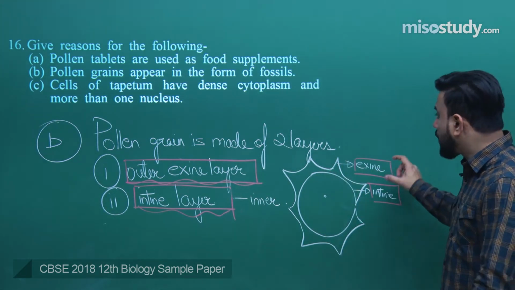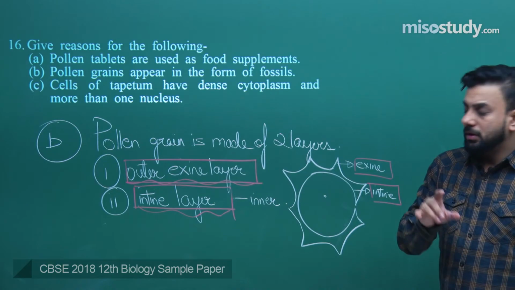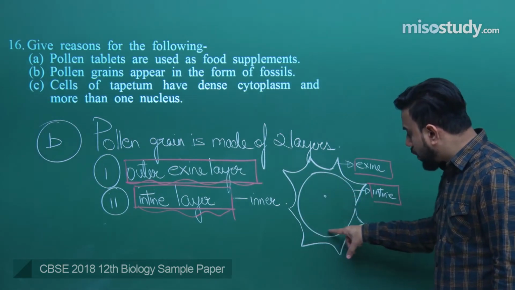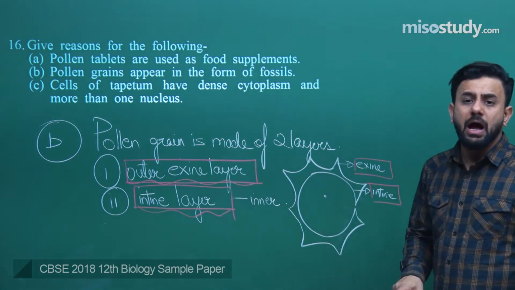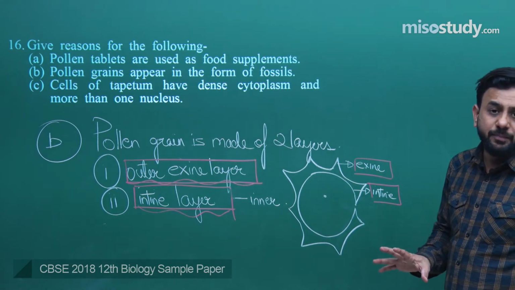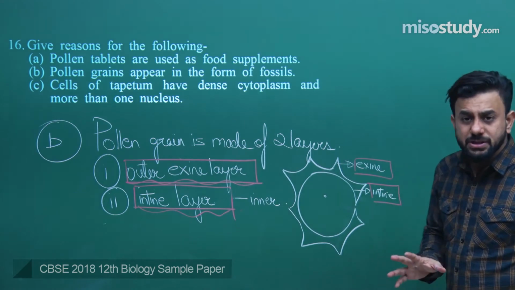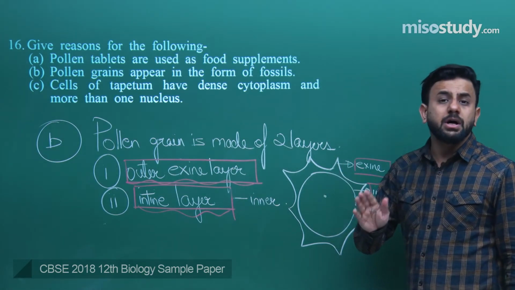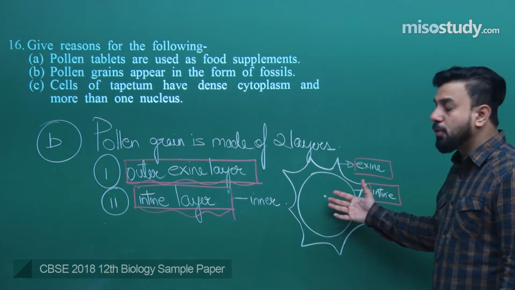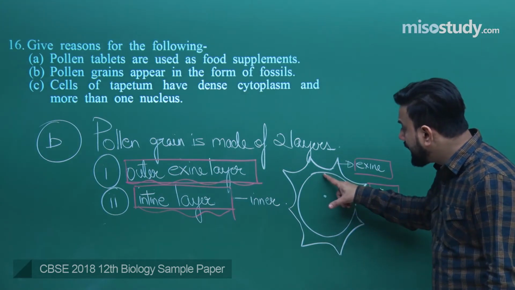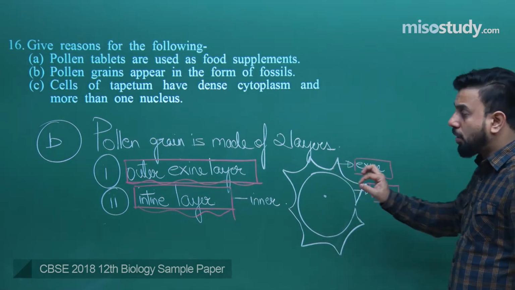And why is it hard? Because it is made up of a substance called sporopollenin. The inner layer of the pollen grain is called the intine, which is smooth, elastic, thin and flexible. Now this pollen grain is definitely the male gamete, the first cell of the male gametophyte. So when this pollen grain germinates, the inner layer, that is the intine, will grow to form the pollen tube.